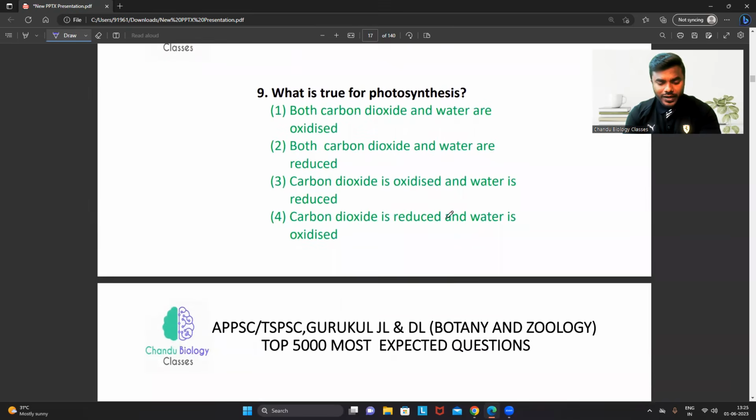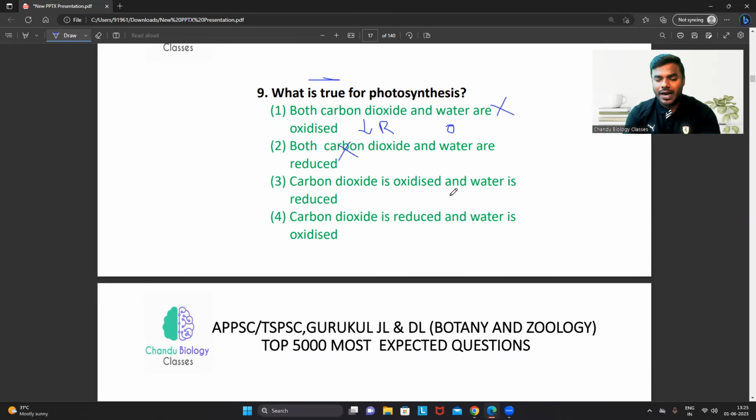Now, a very important question. They're asking, what is true for photosynthesis? See, friends, once again, think and answer. They're asking which is true. This kind of question is very logical. Both carbon dioxide and water are oxidized. Wrong, right? In the morning class only I explained to you, friends, carbon will be reduced, water will be oxidized. Option 1 is wrong. Both carbon dioxide and water are reduced.